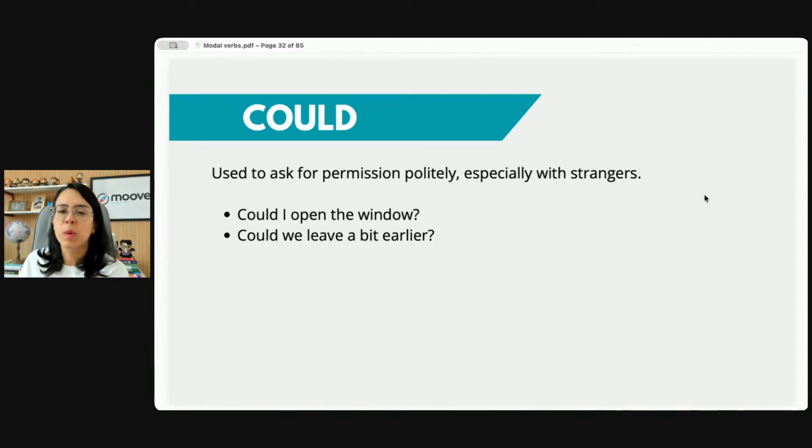So let's suppose that you were asking your professor for permission to leave a bit earlier with your group to work on an assignment. Could we leave a bit earlier today? We need to work on the assignment. We need to work on the project. So could is, of course, more polite, but using can is also okay.